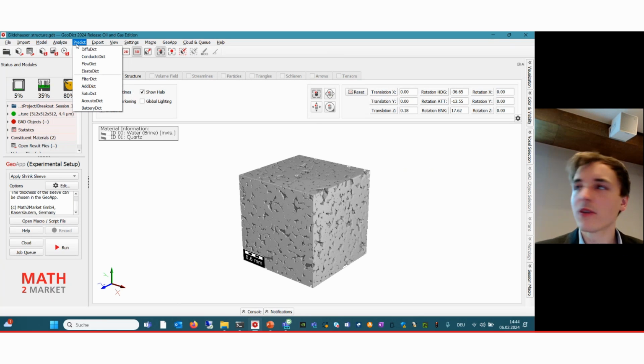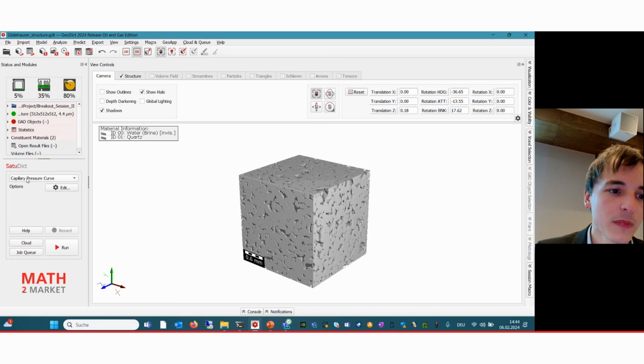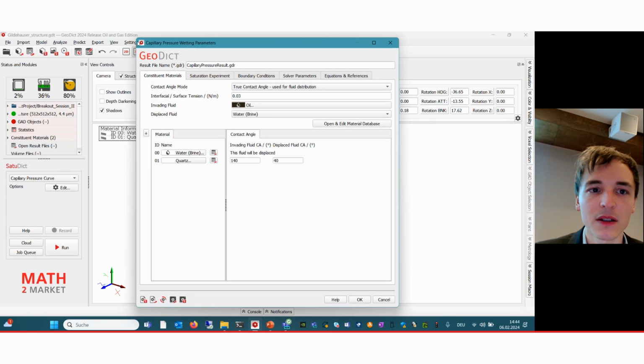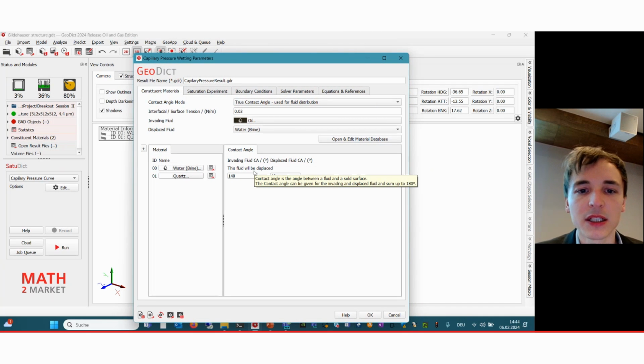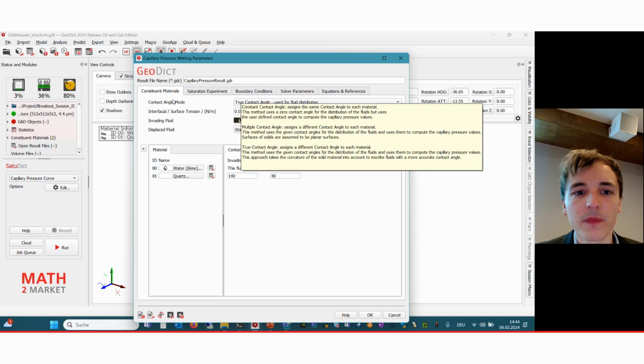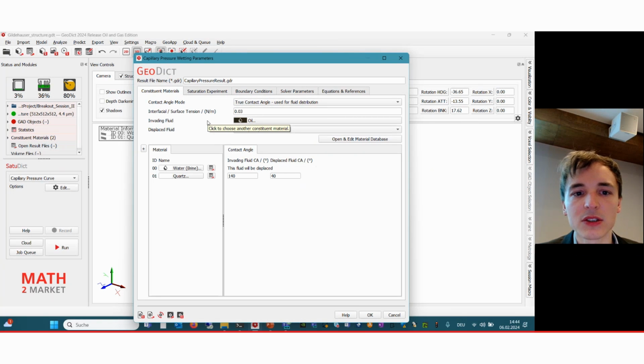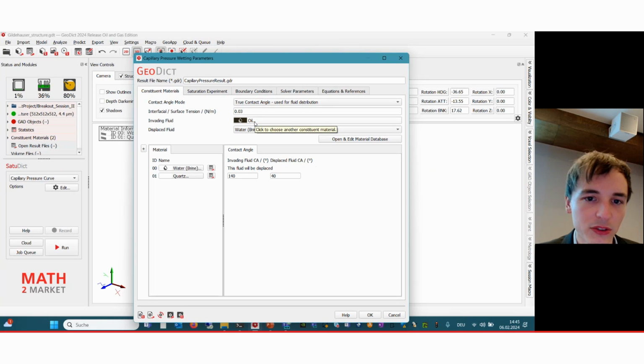To compute a capillary pressure curve, you would have to go to the SatuDict module in the Predict menu here. And the first module you can choose from is already the capillary pressure command. By default, in the oil and gas edition of GeoDict, the contact angle mode, interfacial surface tension, and invading and displaced fluid are set by the needs of the oil and gas industry, which would be oil and water or brine in general. And also the contact angles will be arranged accordingly.